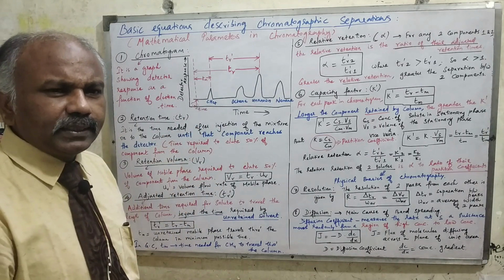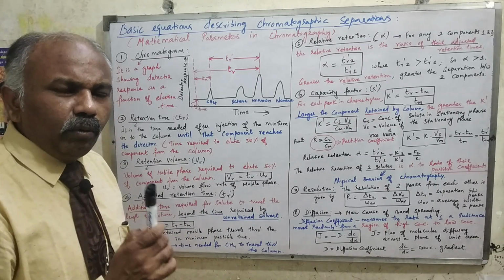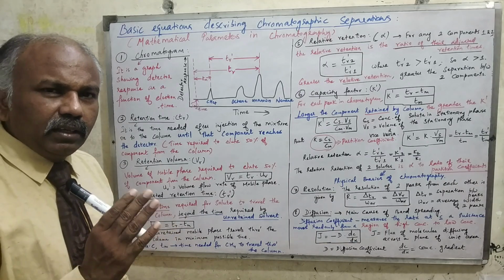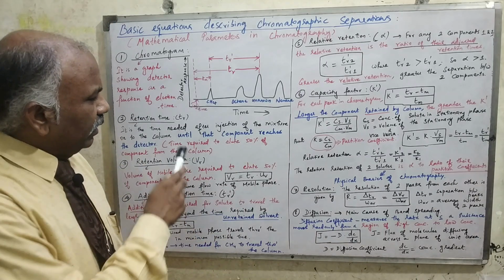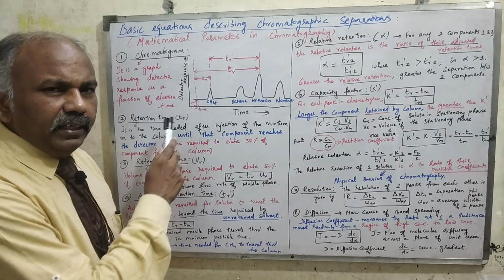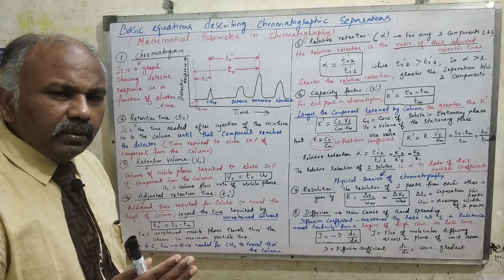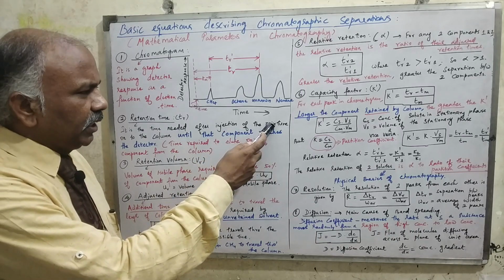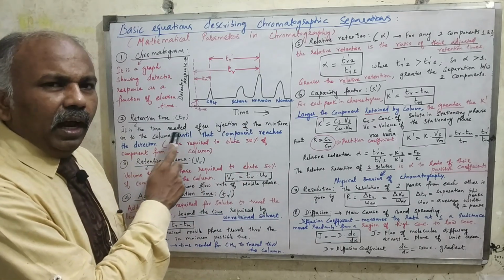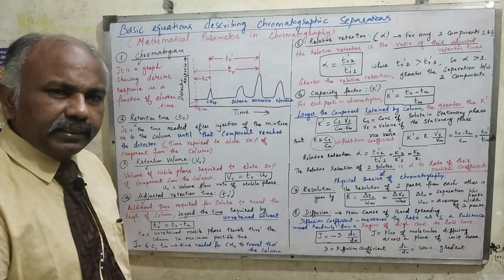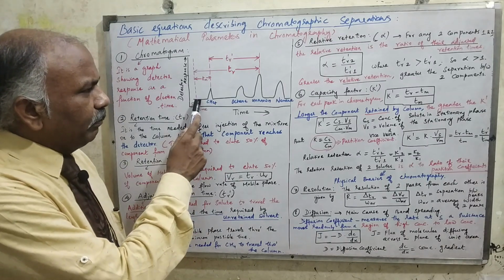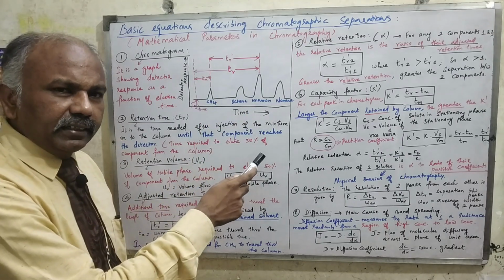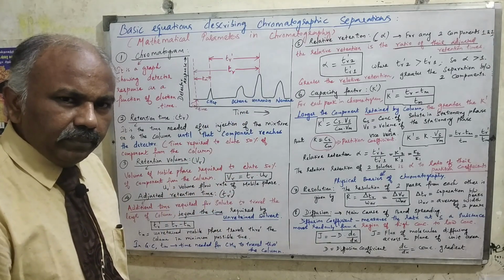The second important mathematical parameter involved in chromatography is called retention time. Retention time is given by the technical term TR, right? So what is called retention time? The retention time is the time needed after injection of the mixture onto the column until that component reaches the detector. So I am injecting the sample, it goes into the column and finally reaches the detector. So that is called retention time, right?